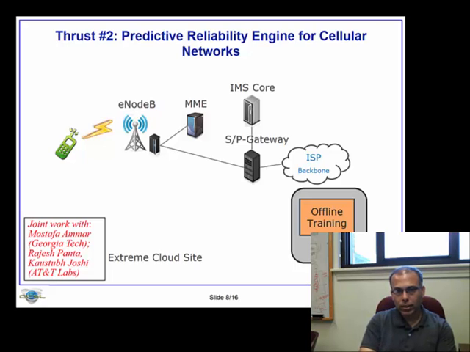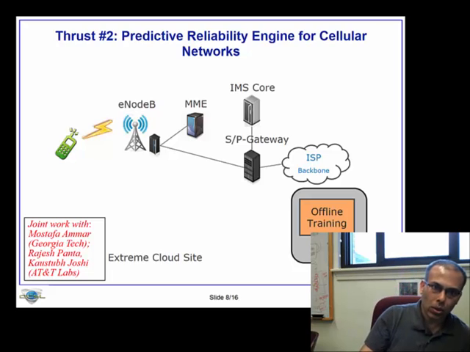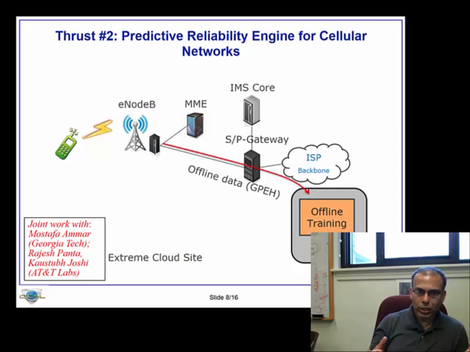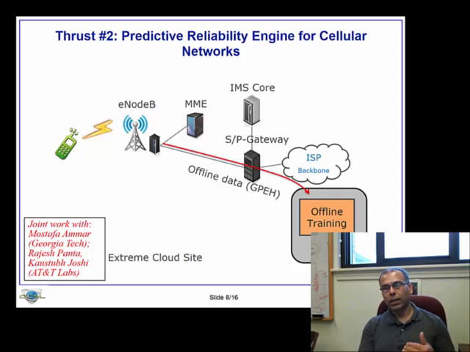So one sample project that we have within this thrust is for cellular networks. For cellular networks, when the amount of data or the number of devices that are connected to a particular base station, an E node B in the 4G architecture, how are you able to handle these large failures that occur because of this large scale? So in this project, which is joint with Georgia Tech and AT&T Labs, we are considering the problem of building machine learning models using offline data to understand what are correct interactions and what are interactions which are predictive of a failure that's going to happen in the near future.